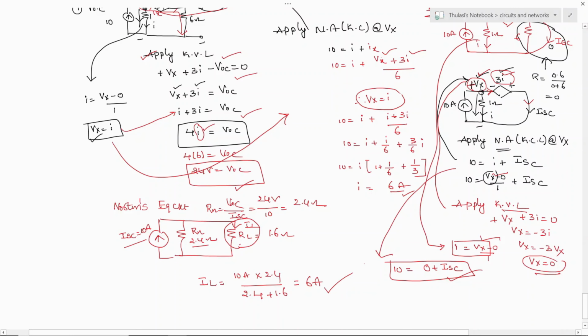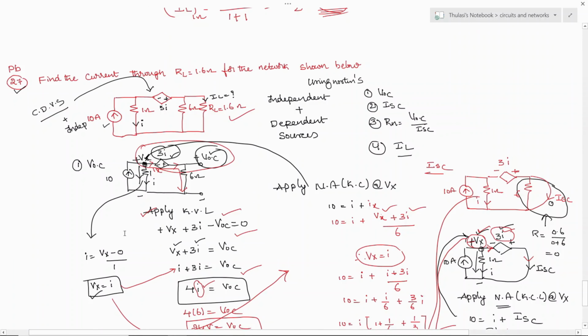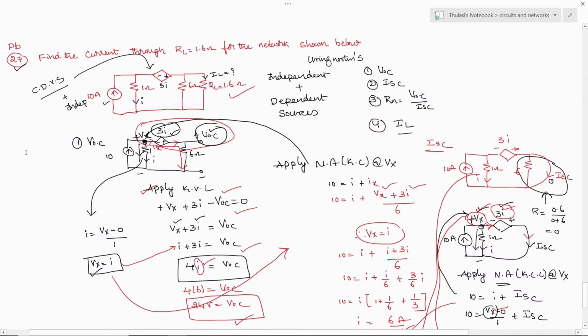So from the GATE competitive point of view, definitely you will get only this kind of problem. In the external exams you will get only these questions for the GATE. You don't get normal independent sources only, but combined independent and dependent sources. These kinds of problems will only appear. Hope you are able to understand.